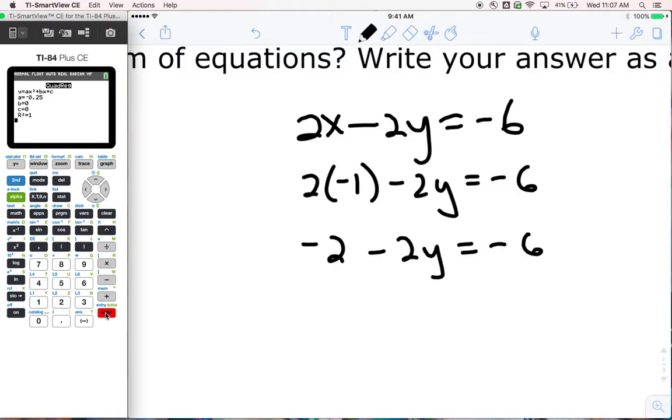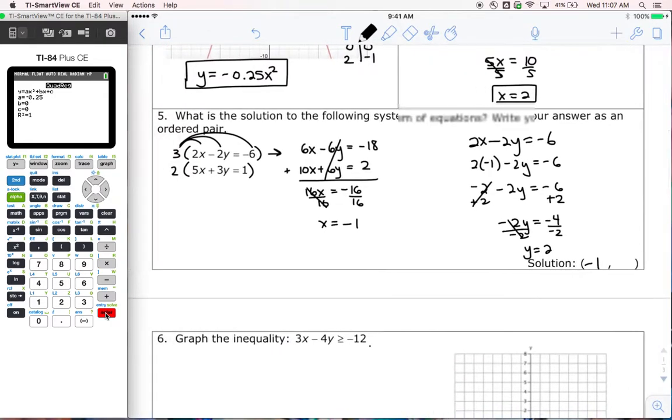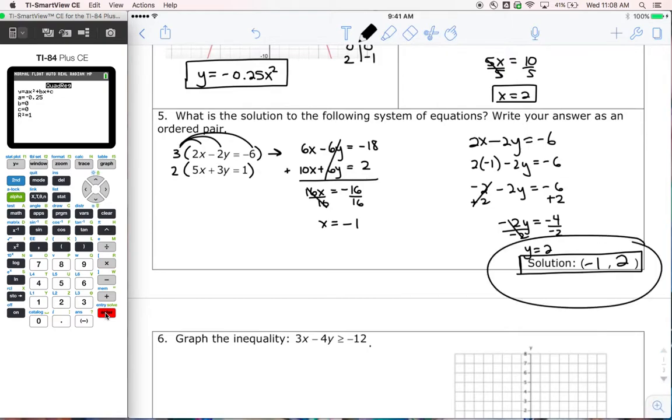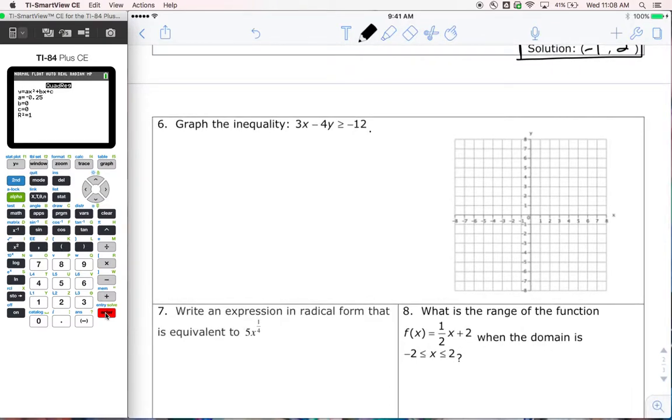To solve for y, now I need to add 2 to both sides, which means I've got negative 2y is equal to negative 4. Divide out the negative 2, and I've got y is equal to positive 2. So my solution is negative 1, positive 2. That's the point where the two lines will intersect. That's my solution. All right, graph the inequality, problem 6.